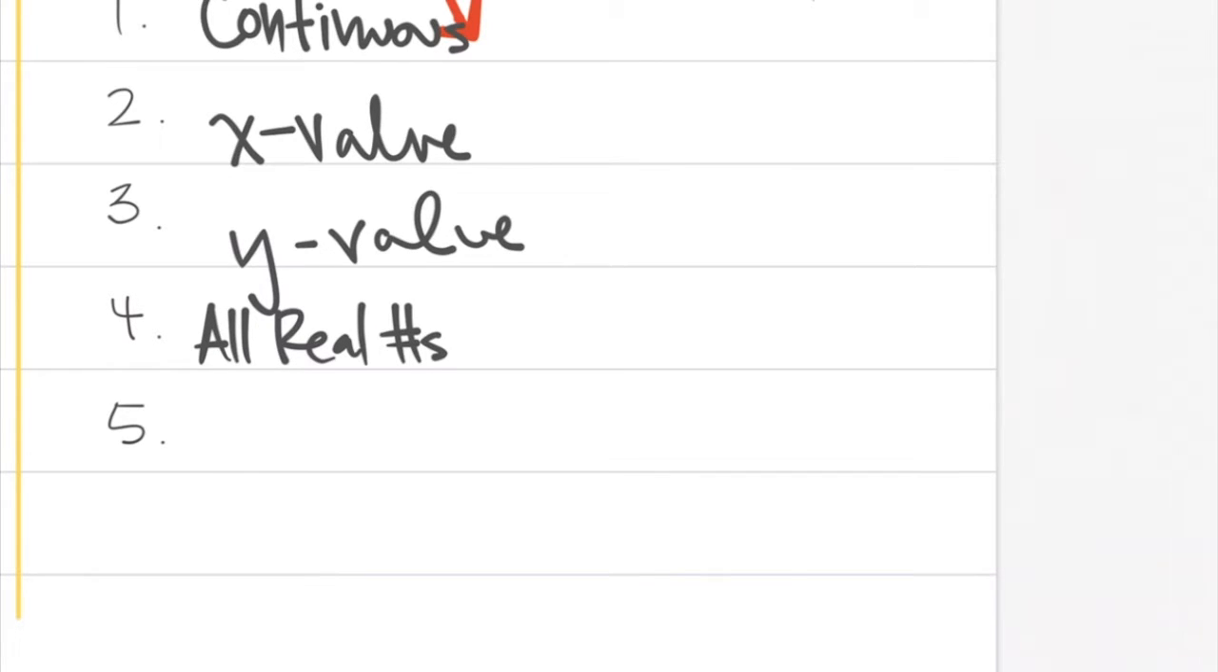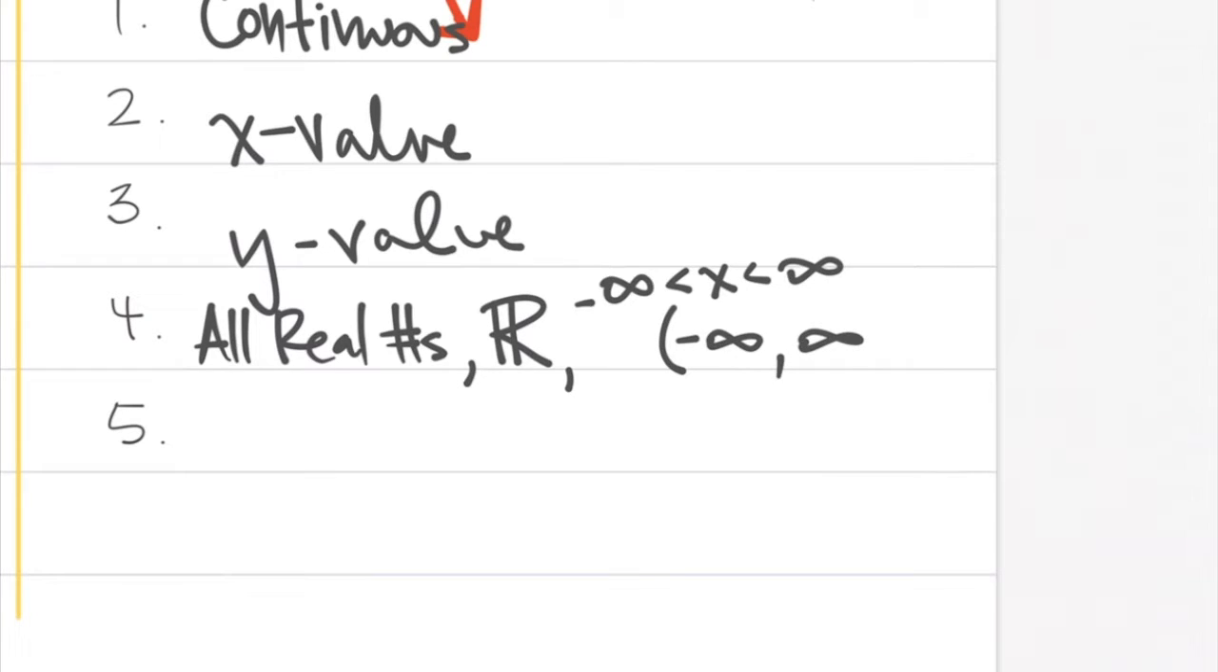There's so many different ways you could say this. You can use the symbol for all real numbers, which is an R with double lines on the back. You could say that -infinity is less than x, which is less than infinity. That would work. Or if you want to do interval notation for this, you can put -infinity to +infinity to show that x could be anything.